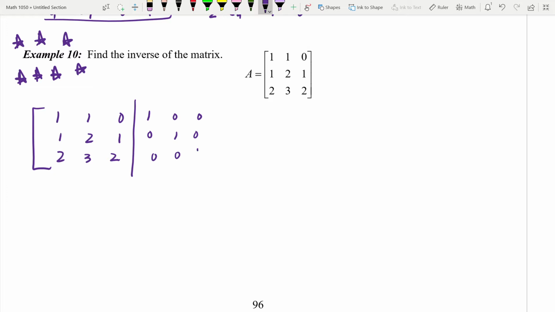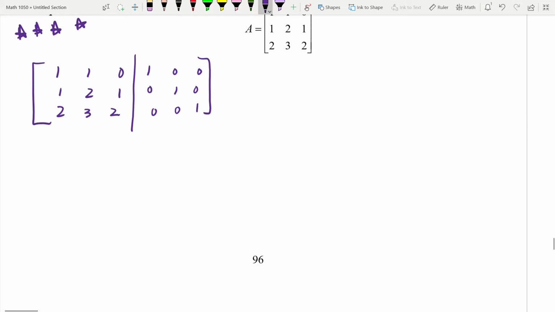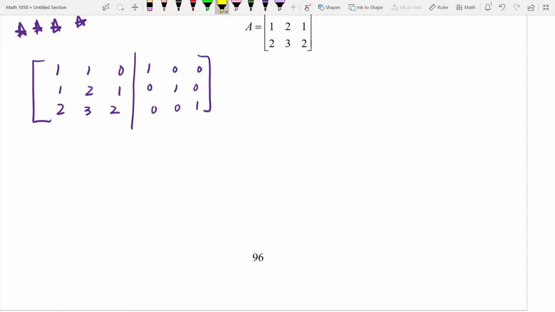This is really no different than what we've been doing. The right-hand side is just bigger. That's the only difference. It's not any more difficult. Okay? The first thing we need, you guys, is a 1 right there. Done. The second thing I need is a 0 right there.